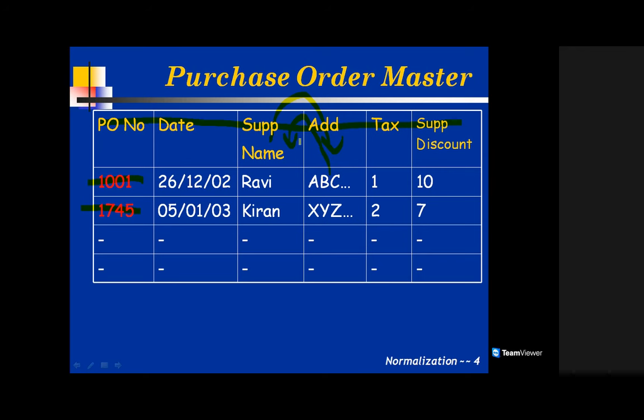What is transitive dependency? You are dependent on me, I am dependent on you. So this column is dependent on another column, which is dependent on this column. If this is the case, we have to remove these columns from this table.